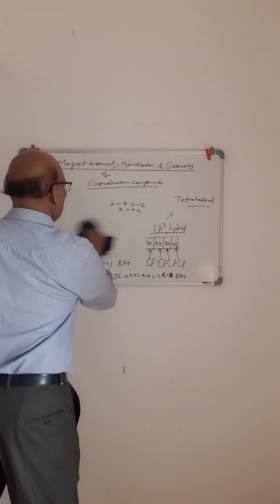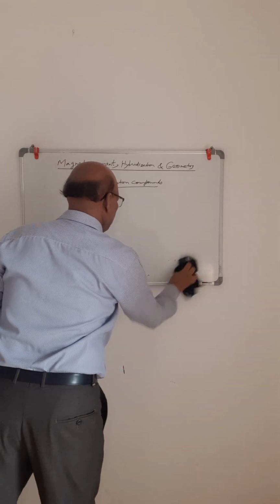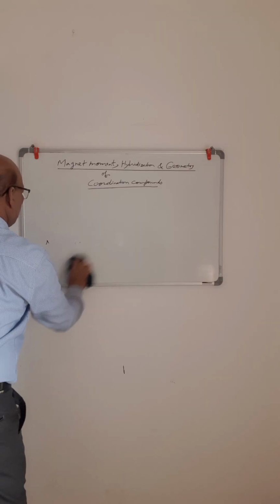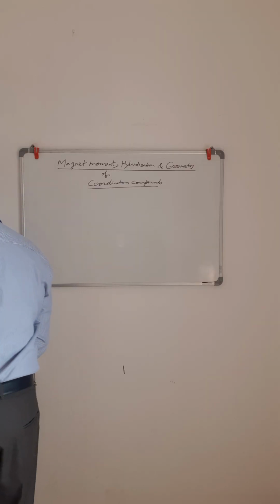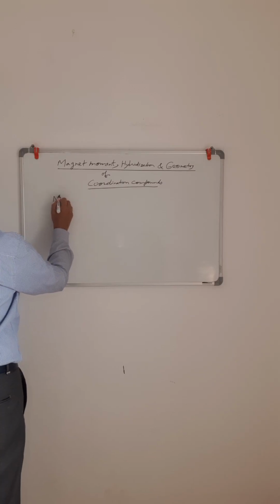Okay, now let us take the second example of Ni(CN)4 2-, where CN- is a strong field ligand which can result in pairing up of electrons. So let us write Ni(CN)4 2-.